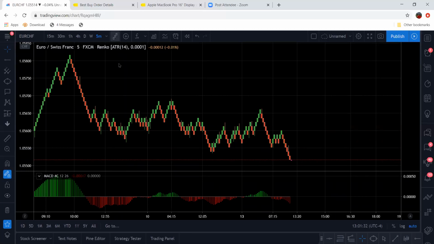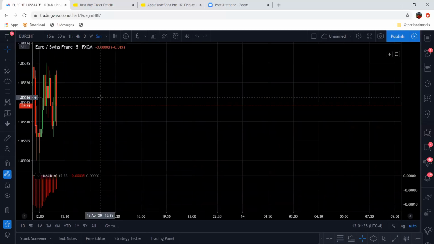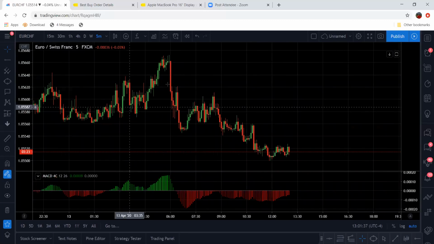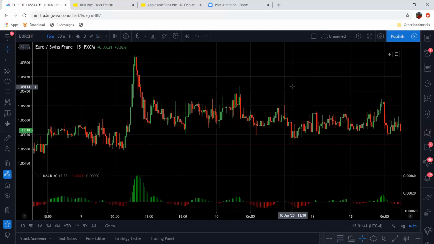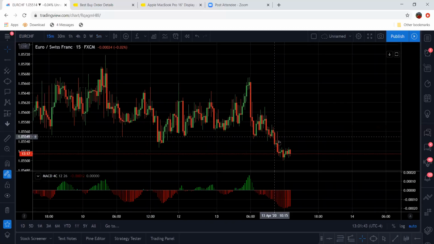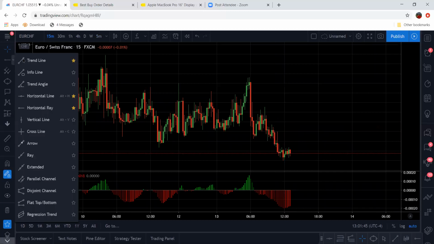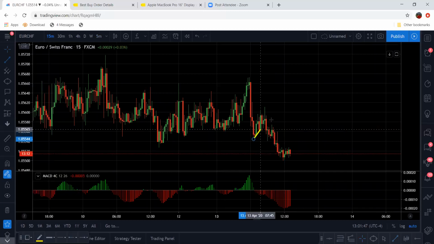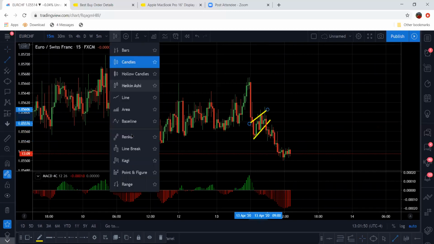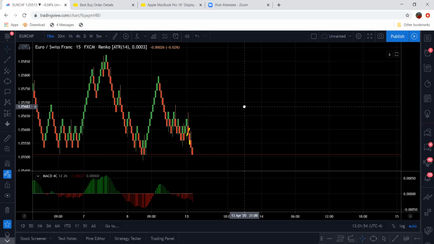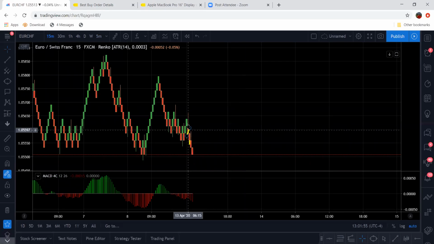So for example, if I go back to candlesticks here, before this drop right here on the 15-minute, you had a quick small bearish flag. If I switch back over to Renkos, you wouldn't have noticed that flag. It would have just been one solid brick, price coming down.